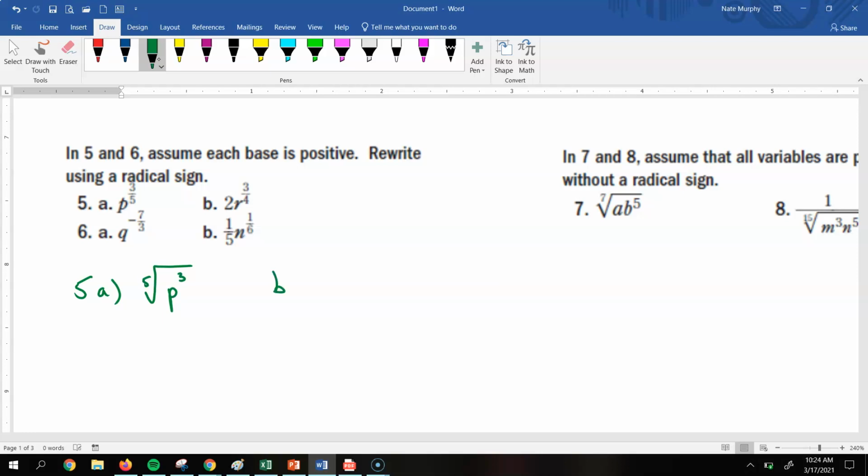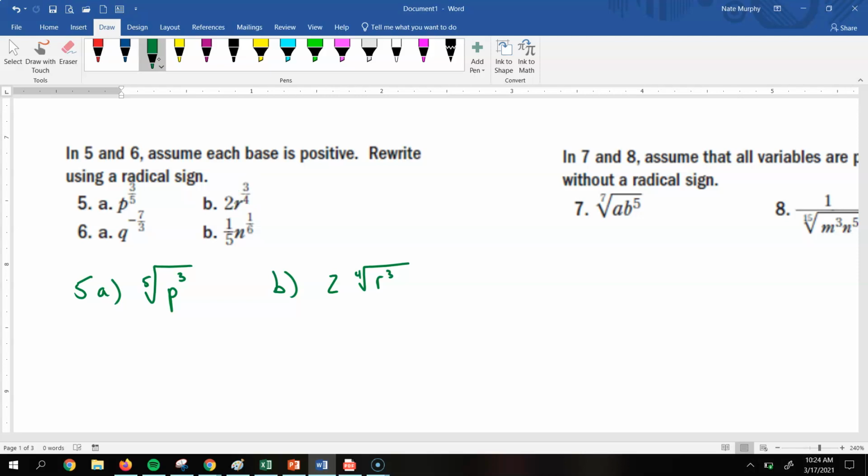And then in part B for number 5, the only part that has an exponent is the r. The 2 does not apply. So the 2 is going to go on the outside of the radical. Inside the radical, we're going to have the 4th root, because the denominator there is 4, of r cubed. Now, if this had been written like this, then the 2r would be underneath the radical. But because it isn't, it just means that only the r would be under the radical.